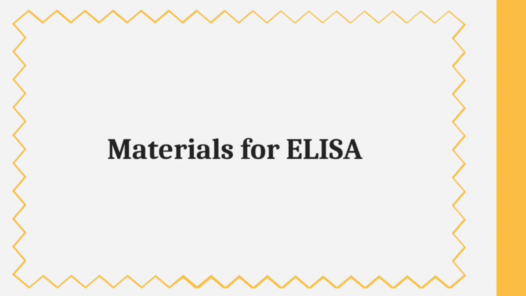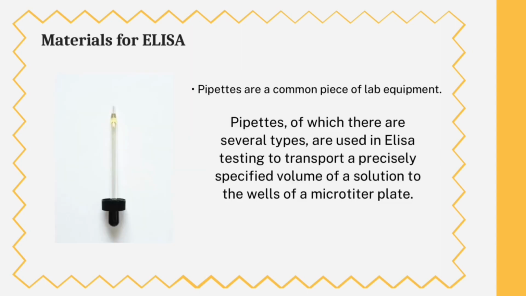Let's take a look at the materials needed for ELISA. Depending on the test system used, various laboratory devices may be needed for ELISA processing. Some test kits require further devices, such as an incubator for constant temperature during test implementation. Let's start by looking at pipettes. It is a common piece of lab equipment.